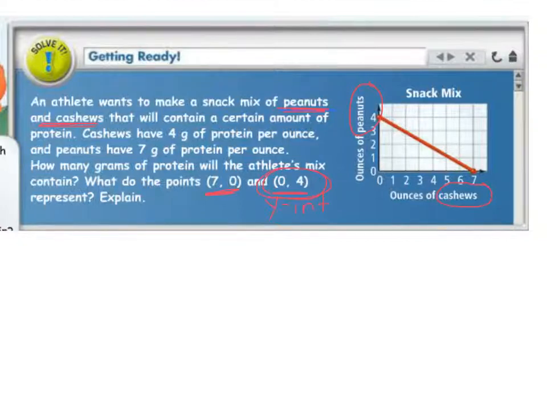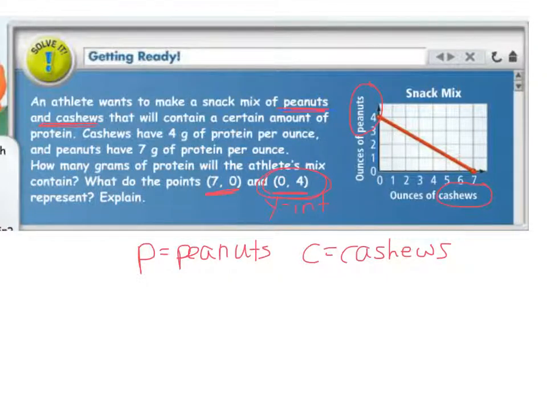What we're going to start doing is writing equations. So let's say that P stands for peanuts and C stands for cashews. We're going to have this equation. Cashews have 4 grams of protein per ounce. So we're going to have 4C. Now, if we're making a mix, we're going to add in the peanuts, plus peanuts have 7 grams of protein, plus 7P, and then that's going to equal something. Whatever they want their mix to total, it's going to equal that number.